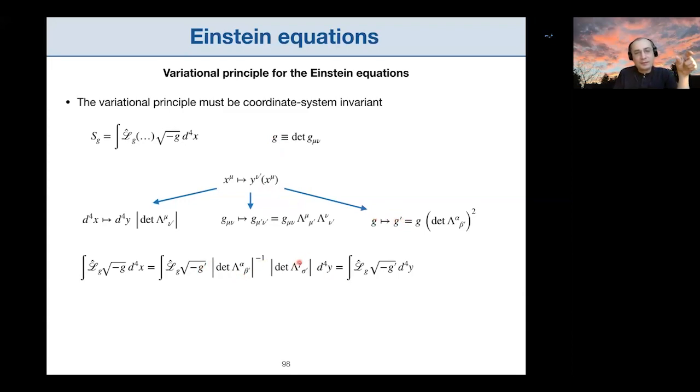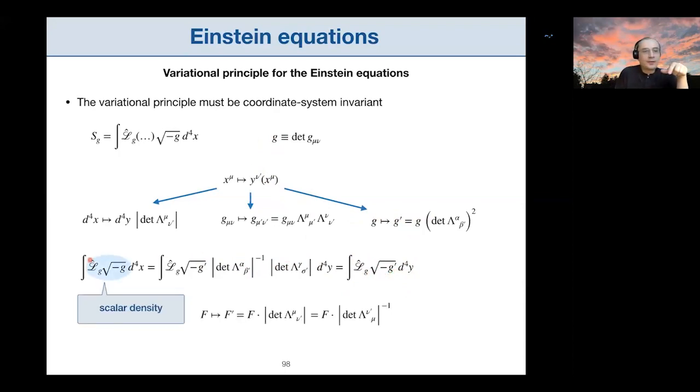And it turns out that these two transformation laws work together very well. And in the end, you find out that this is equal exactly to the integral of the same L times square root of minus g, with the same factor here, but this time expressed in the coordinates y. This works because the Lagrangian L as a scalar, multiplied by the square root of minus g, becomes a different type of quantity. It's not a scalar anymore. It's something called a scalar density.